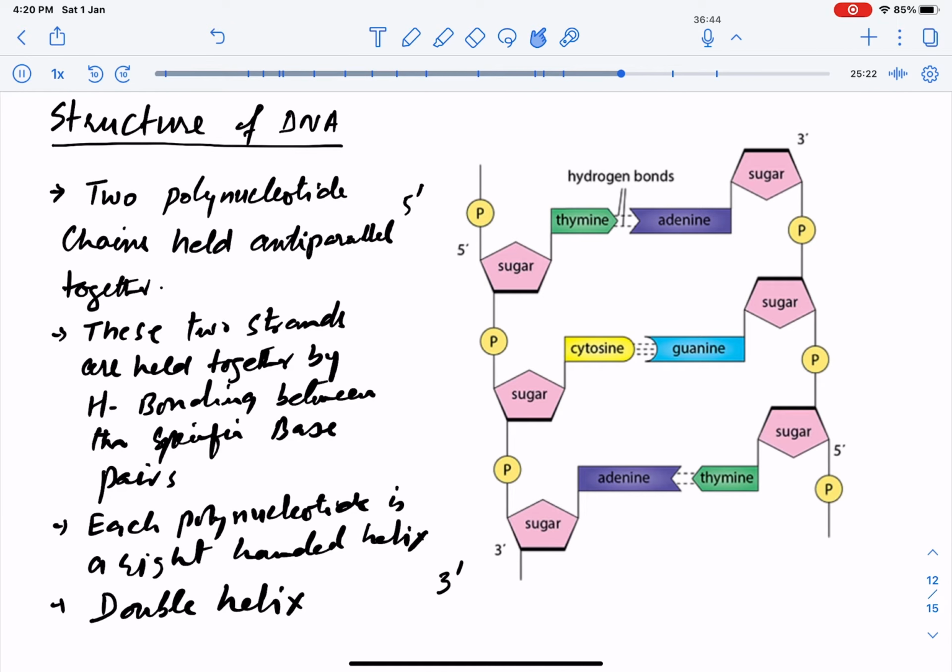So let's see what the two polynucleotide chains held antiparallel together means. In this diagram, you can see one strand that has a 5' upwards and 3' downwards. Okay, whereas the other polynucleotide chain has 5' downwards and 3' upwards.